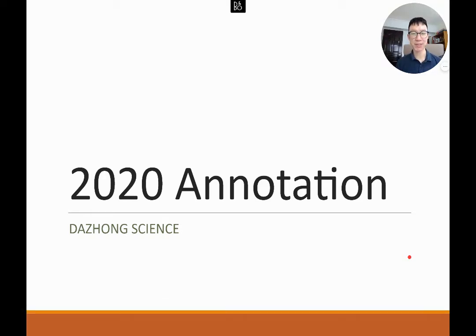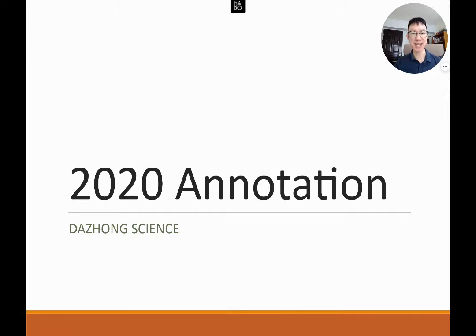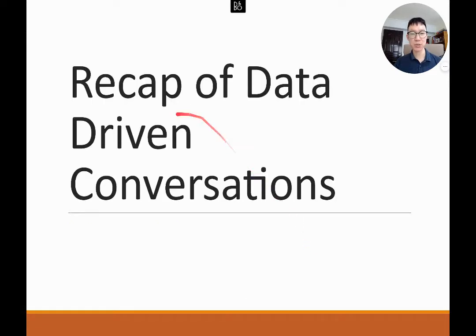Today we're going to talk about annotation in science, but first, let's ask ourselves, why do we need to do annotation in science? Okay, and maybe just to bring us back to our data-driven conversations, this is what we looked at: the data from our students, the past assessments and PSLE.